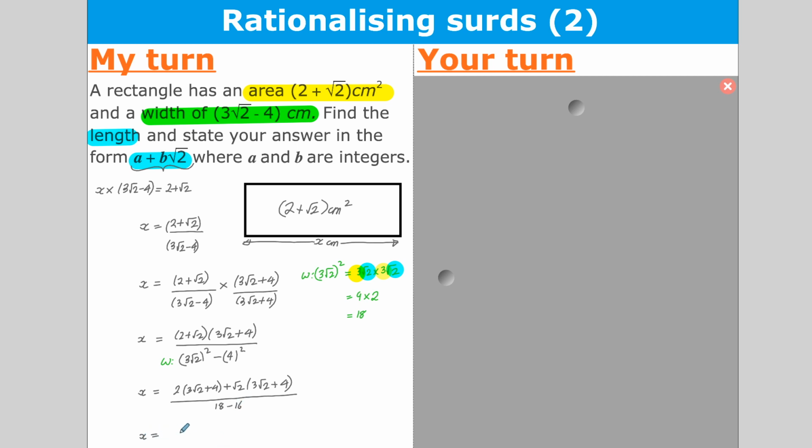So, continuing going, 2 multiplied by 3 root 2 is 6 root 2. 2 multiplied by 4 is 8, so we've got plus 8. Plus root 2 multiplied by 3 root 2. The root 2 times the root 2 is just 2. So we've got 3 times 2, which is add 6. And root 2 multiplied by positive 4 is positive 4 root 2. All divided by 2. Now we're close here.